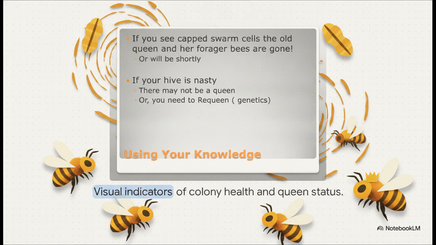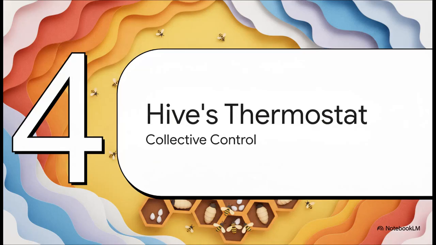For instance, if you spot capped swarm cells hanging from the comb, well, the old queen has likely already left with a swarm. Or if the hive is acting unusually aggressive, just really nasty, you might be looking at a completely queenless hive. The physical presence and development of these castes completely dictate the mood and behavior of the whole colony. Let's jump to Section 4, the hive's living thermostat.